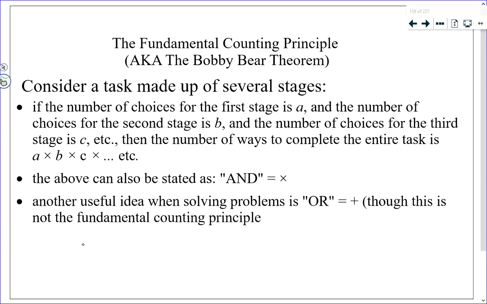One other idea used in solving these problems is the idea that "or" means plus. This is not the fundamental counting principle, it's just another idea. If, as I said in class, kind of jokingly, Bobby Bear has 3 shirts and 2 pairs of pants, and he's a little confused one morning, and he thinks he just has to wear a shirt or a pair of pants, then the number of outfits is 5. He can put on the blue shirt, the red shirt, or the green shirt, or he can put on the gold pants or the yellow pants. So or means add.